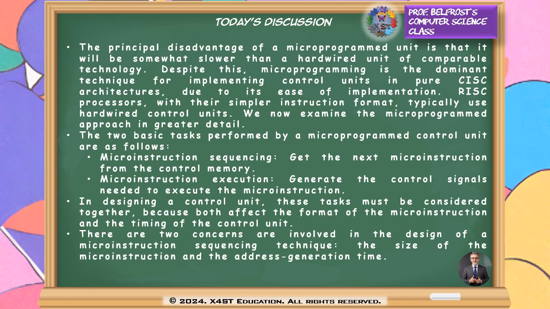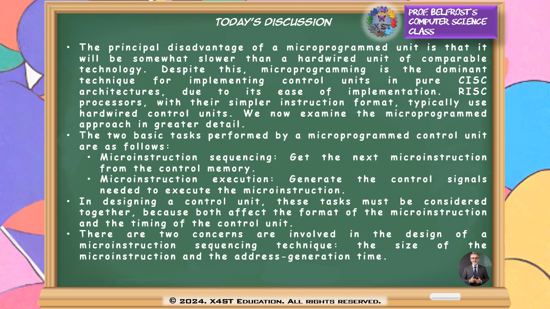Okay, but here's the disadvantage too. You need to consider that it will be somewhat slower than a hardware unit of comparable technology. But despite this, microprogramming is the dominant technique for implementing control units in CISC architecture due to its ease of implementation. RISC processors with their simpler instruction format typically use hardware. Okay, now let us examine this approach in greater detail.